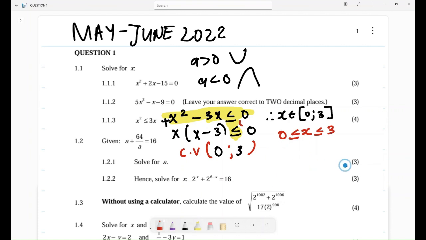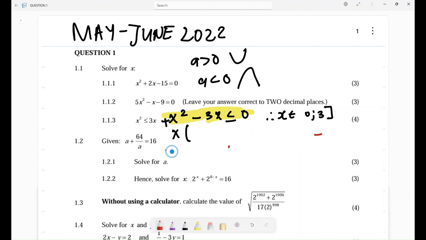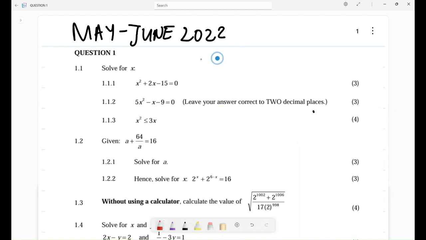Let's move on to 1.2. It says, given a plus 64 divided by a is equal to 16. Now, remember, I do not like working with decimals.